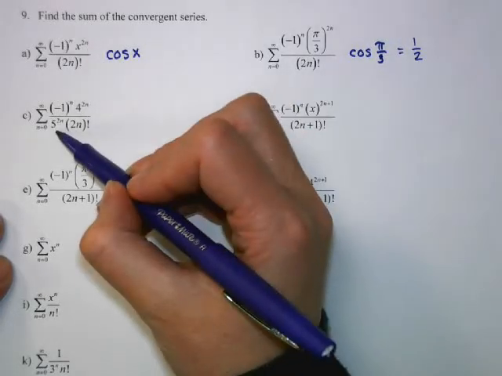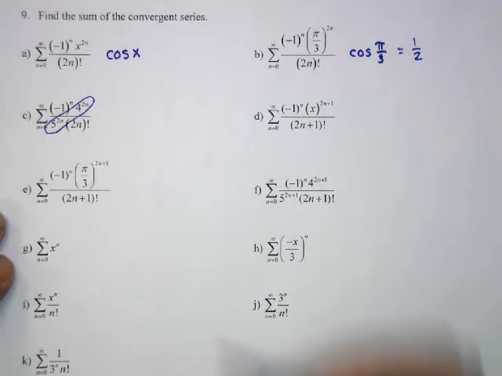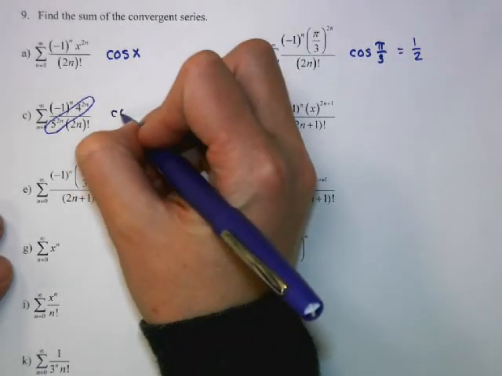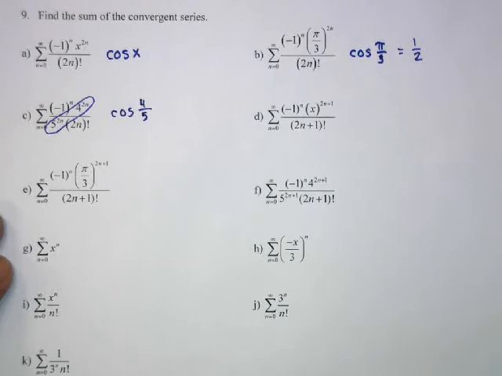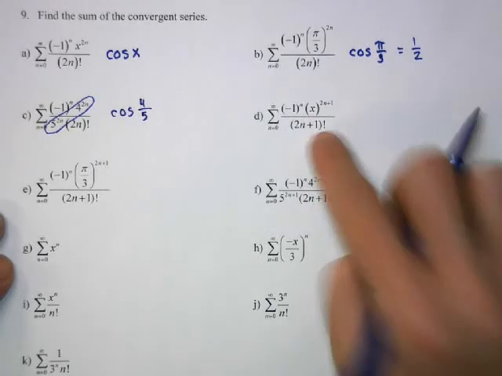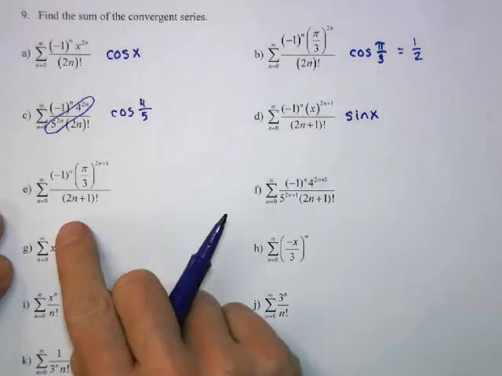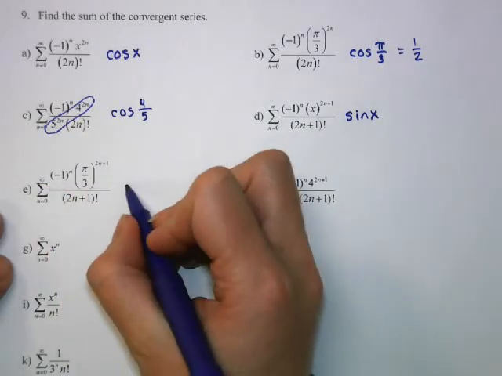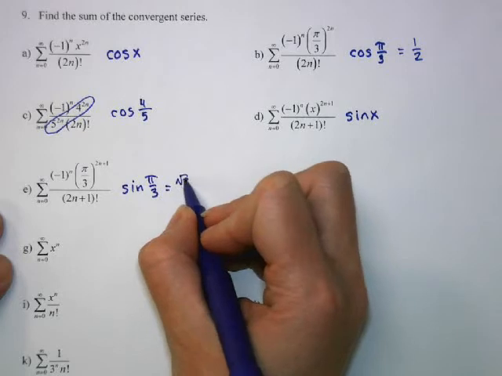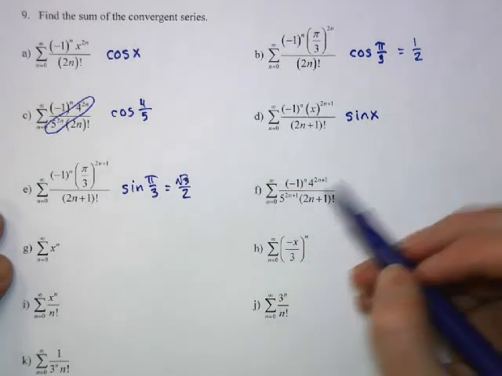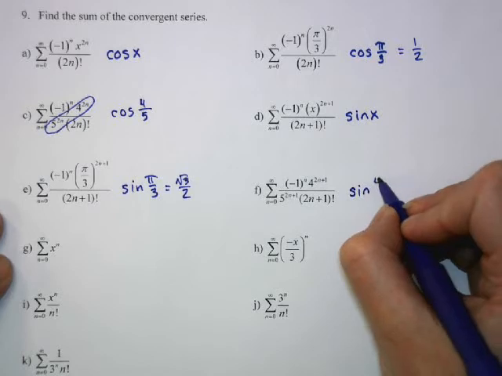Here I kind of have the same thing, but I've got a 4 to the 2n over 5 to the 2n. So this is going to equal cosine of 4/5. This one is the odds, so this is sine of x. Here, we're replacing the x with pi over 3, so this is sine of pi over 3, which is root 3 over 2. Here, again, we have the 4/5, so this is sine of 4/5.